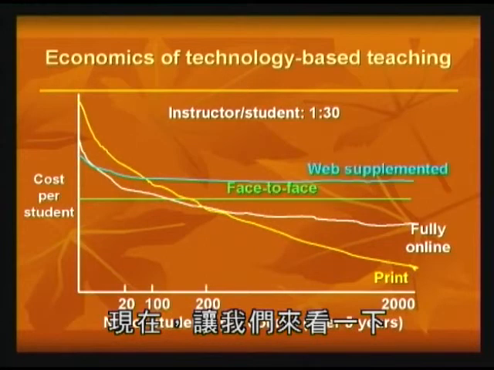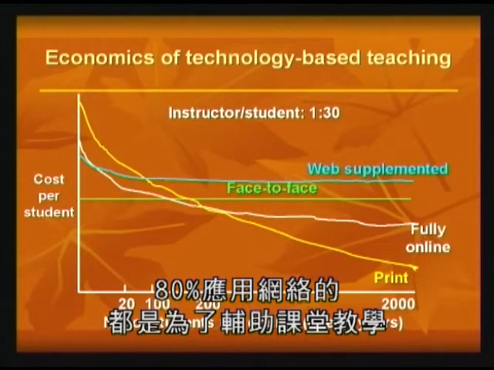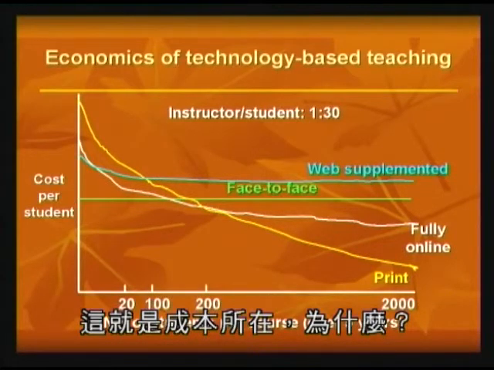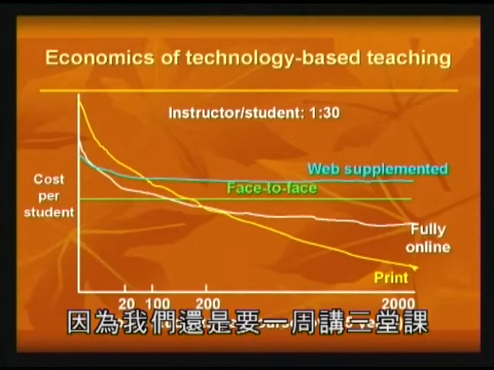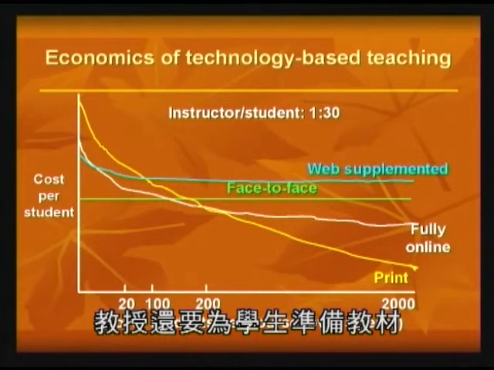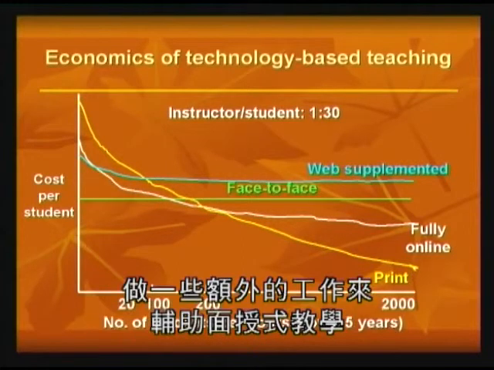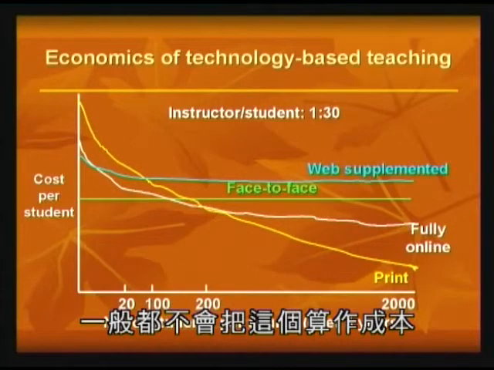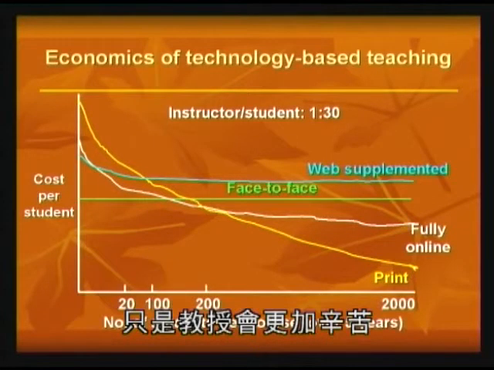Now, let's look at the 80% of the use of the web, which is to supplement classroom teaching. And these are the costs. And why? Because, well, we've still got our 3 lectures a week. We've still got our face-to-face costs. But on top of that, the professor is preparing materials for the students, having to work extra to provide extra work for the students to supplement their face-to-face teaching. Now, often institutions don't see this as a cost. It's just the professor working harder. But it is a cost.